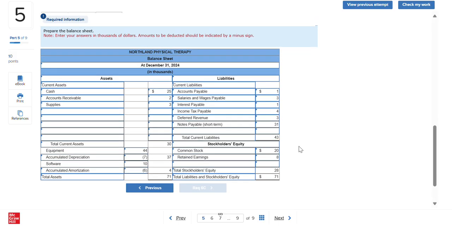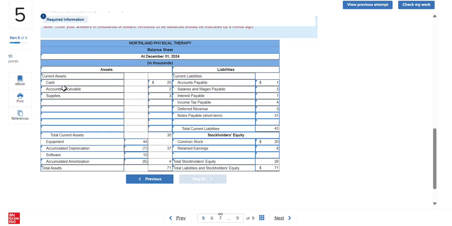Next, I did the balance sheet, which lists all of the company's assets, liabilities, and stockholders' equity at the end of the year. First, I put the assets and the current assets, which were cash, accounts receivable, and supplies, and then added them up and got the total for current assets, which was 30,000. And then after current assets, we put long-term assets, which would include equipment, accumulated depreciation, software, and accumulated amortization. These two, the accumulated ones, we would subtract.